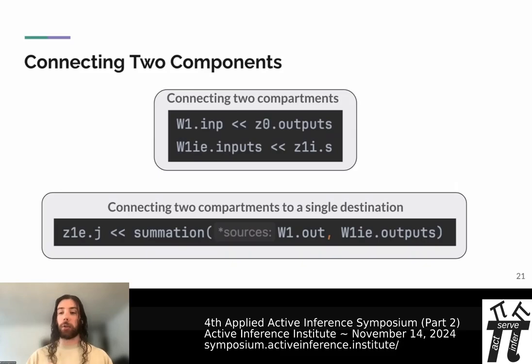And I should mention, all of this is still inside the with block that builds the context of our model. Anytime we're dealing with building parts of our model, it is all done inside of the with block. And then on the next line, we can take Z1I's spikes and we can send that into W1IE's inputs.